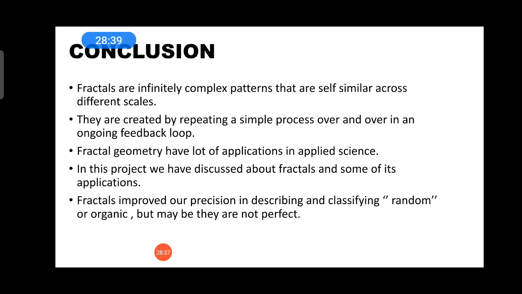Then we looked at the basic role of fractal geometry in detection of cancer and climate change. And after that we studied one of the earliest fractals, known as the Koch snowflake, and also analyzed the fractal geometry in the Barnsley fern. Fractal geometry provides a way to understand complexity in systems as well as just in shapes. We can observe that fractals improved our precision in describing and classifying random or organic objects. But maybe they are not perfect.